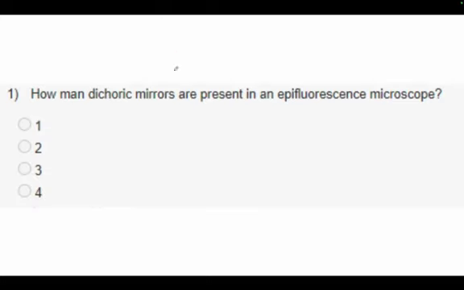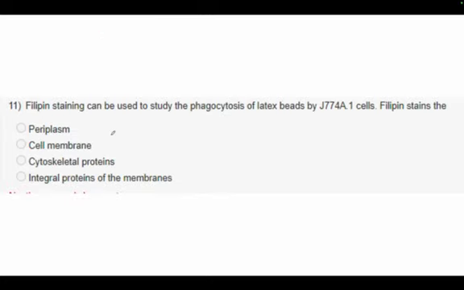How many dichroic mirrors are present in an epifluorescence microscope? As we discussed, in an epifluorescence microscope, there is one dichroic mirror, which reflects the excitation light and allows the emission light to pass. So there is one dichroic mirror. Filipin staining can be used to study phagocytosis. Filipin stains the cell membrane. So this is a fluorescent probe.